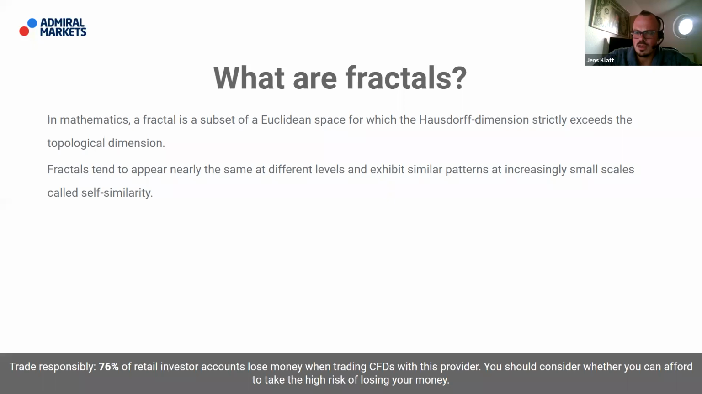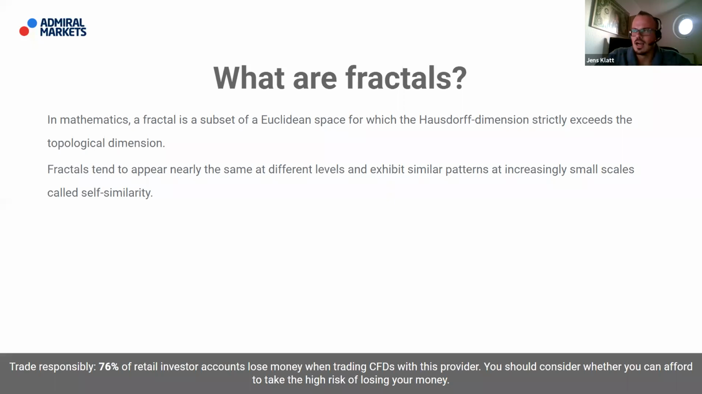So what's special about fractals is that they tend to appear nearly the same at different levels and exhibit similar patterns at increasingly small scales, called self-similarity. You have probably seen something like a fractal already in nature. For example, when looking at snowflakes, it doesn't really matter if you zoom into a snowflake or how big the snowflake is. It is self-similar. It looks very similar no matter how great the zoom is, or how big or small the snowflake is, just to give you an idea.